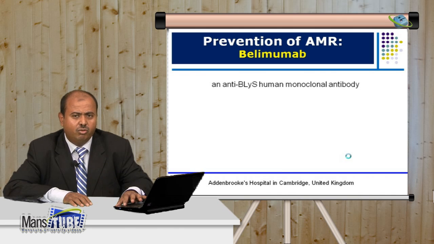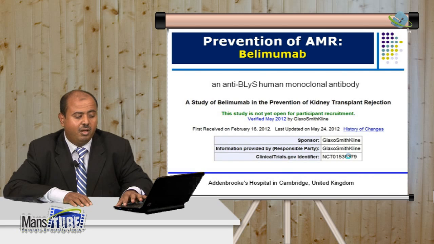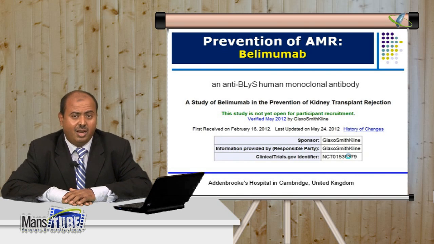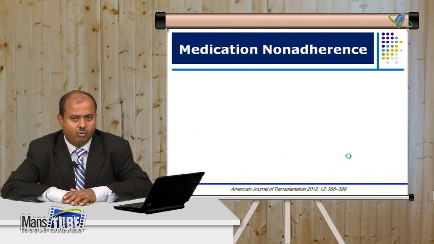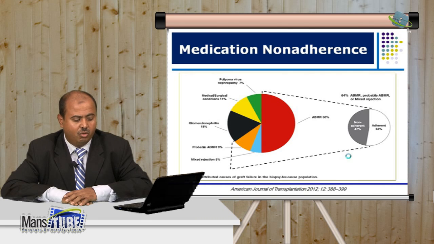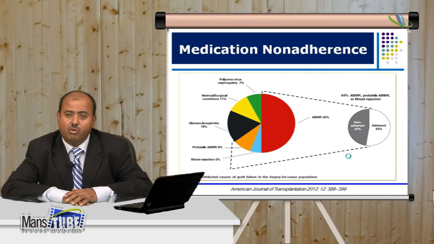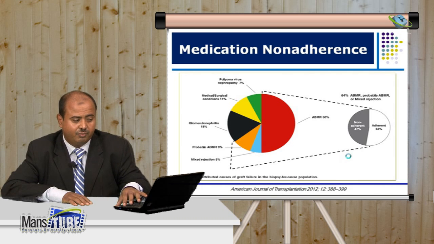One of the new drugs in the armamentarium is belimumab, a BLyS-targeting human monoclonal antibody that inhibits the proliferation of B cells. It was approved by the FDA last year for the treatment of lupus nephritis, although it's not so efficient in the management of lupus flare, and is now under testing for antibody-mediated rejection at one of the most prestigious hospitals in the UK, Addenbrooke's Hospital in Cambridge, and we are waiting for the result of this study.